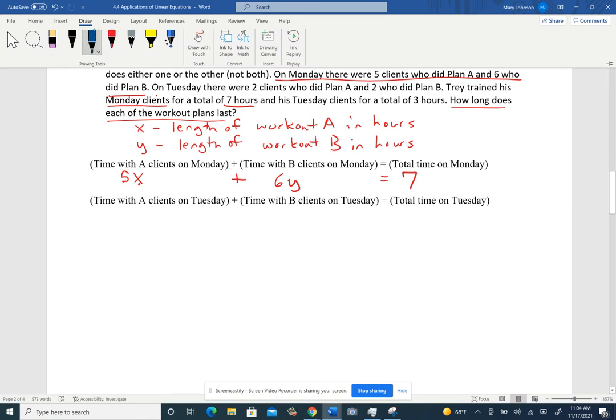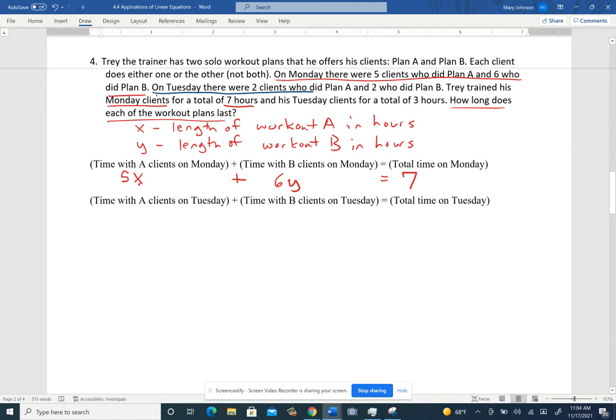Okay. On Tuesday, so now we're doing this one. On Tuesday, there were 2 clients who did plan A and 2 who did plan B. So he would have done those 2 clients for X amount of time each. So 2X represents the total time with the A clients. 2 clients did plan B. Y was the length of a plan B workout. So 2Y is the total time spent with plan B.